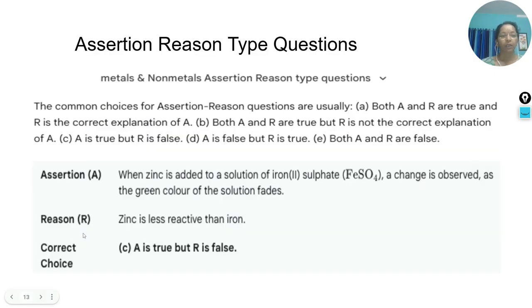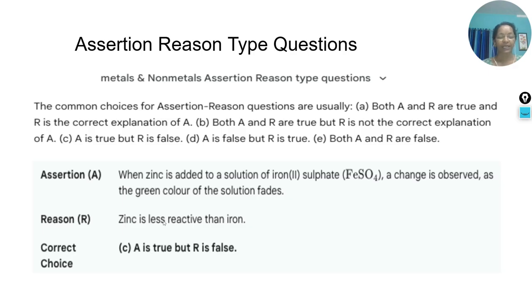Okay. Next, we'll move to the next type of questions, assertion reason type questions. The first one: the assertion is, when zinc is added to a solution of iron(II) sulfate, ferrous sulfate, a change is observed as the green color of the solution fades. Correct only, isn't it? Zinc is more reactive, so it will displace iron, so the color will fade because zinc sulfate is colorless.